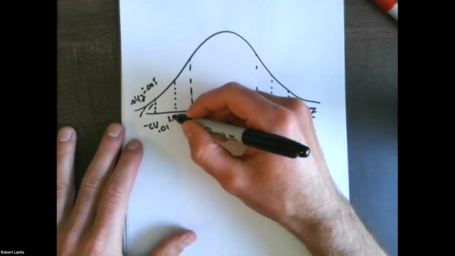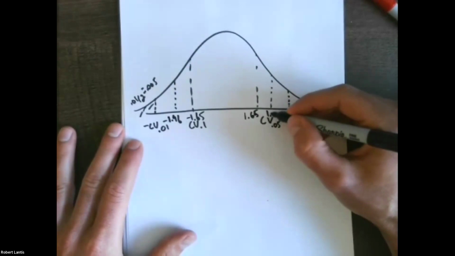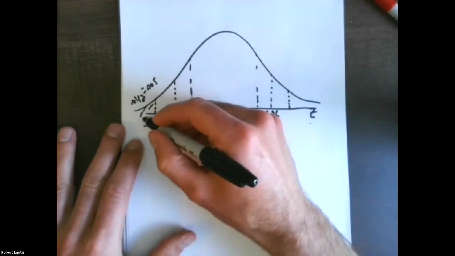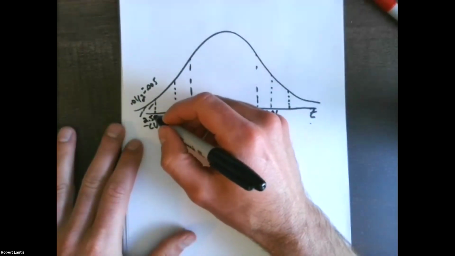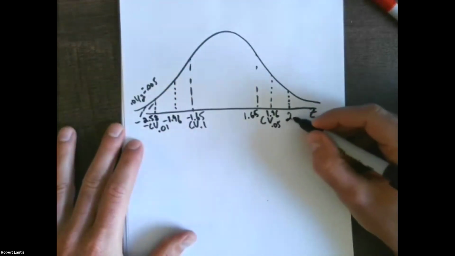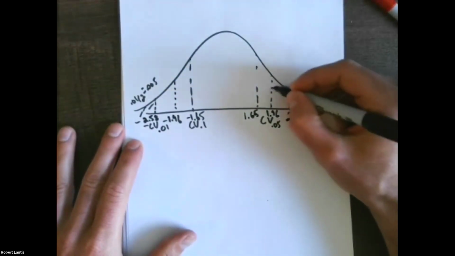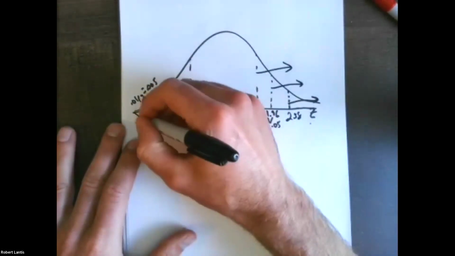1.64 or approximately 1.65, negative 1.65. This was 1.96, 1.96, 2.58, 2.58. You can think about here are my rejection regions.